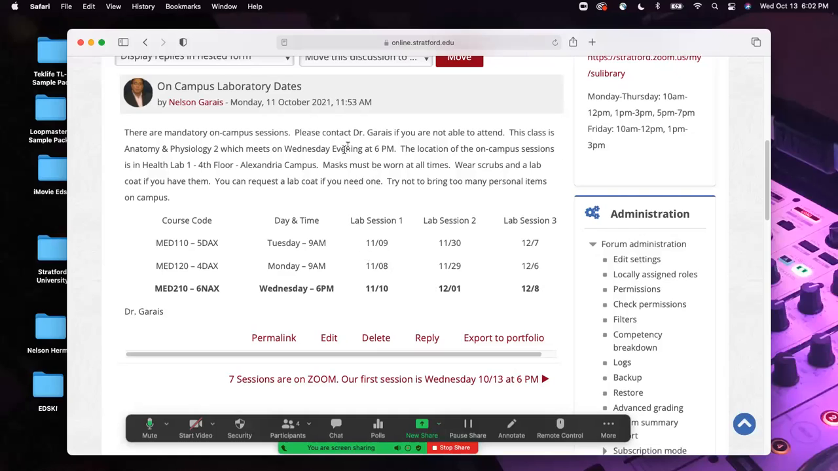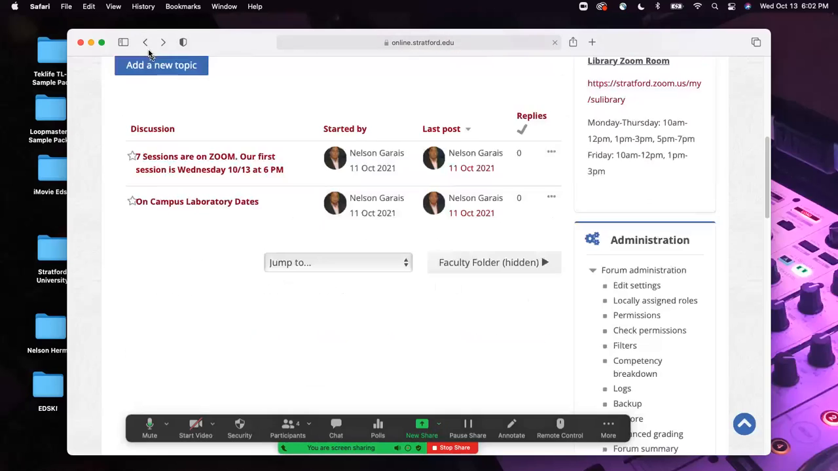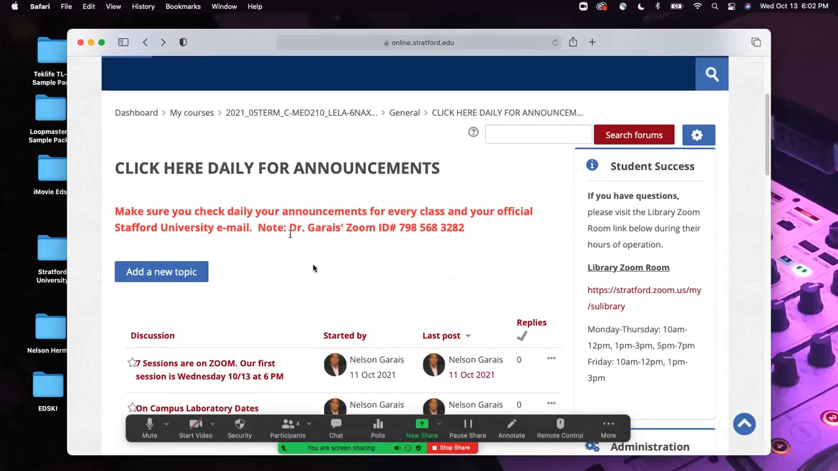We're going to have a lot of nice protocols to keep you safe. But if you still do not feel safe coming to school and coming for these laboratories, we can talk offline and have different arrangements. So always check your announcements.